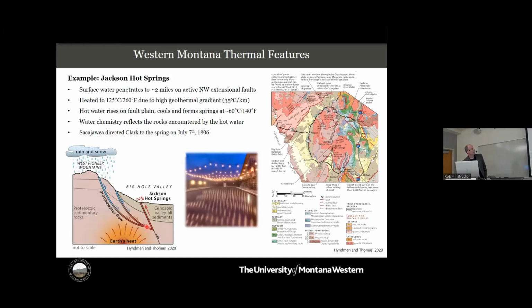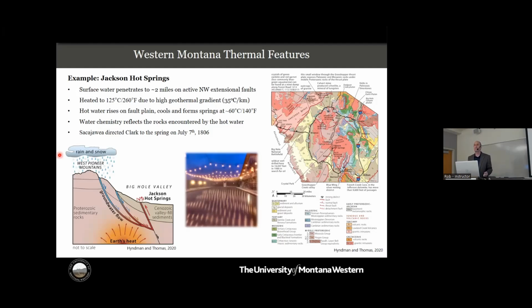And then it gets that hot at that depth because the geothermal gradient is higher in southwest Montana because the lithosphere is thinner. So it's a little higher number than the average number. Okay. So as it heats up, then it rises to the surface. It also has hydraulic head helping to push it to the surface, and it comes out as Jackson Hot Springs, which is right here.